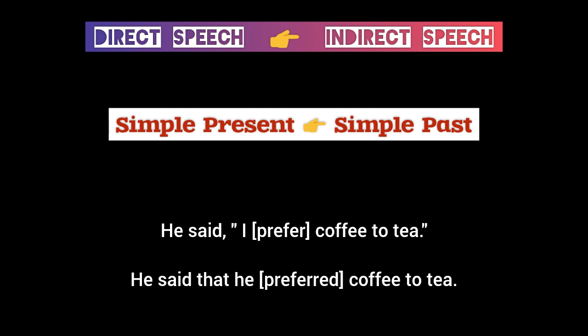For example, he said, "I prefer coffee to tea." This is direct speech. Here the reporting verb said is in the past tense, but the reported verb prefer is in the simple present tense. So in the indirect narration, we change it into the simple past tense, preferred. He said that he preferred coffee to tea. According to the rules of narration change, the personal pronoun I has been changed as he.